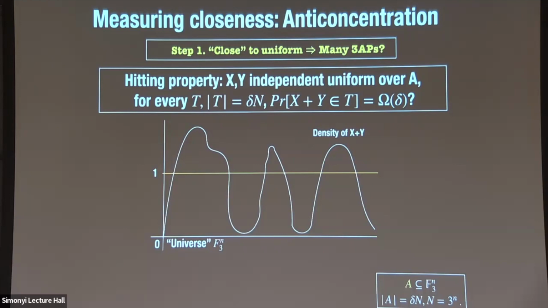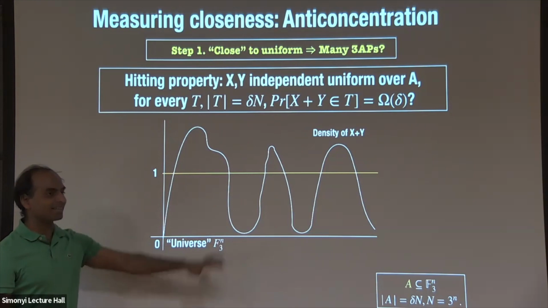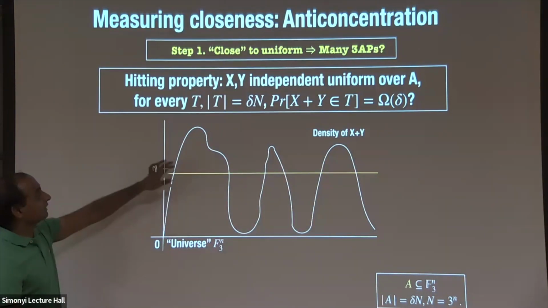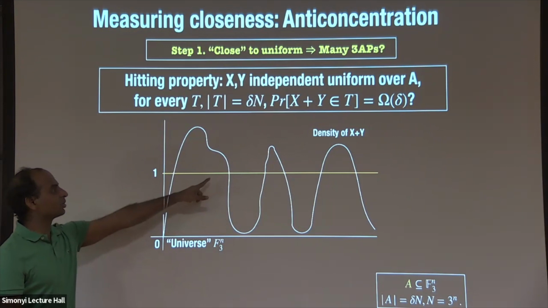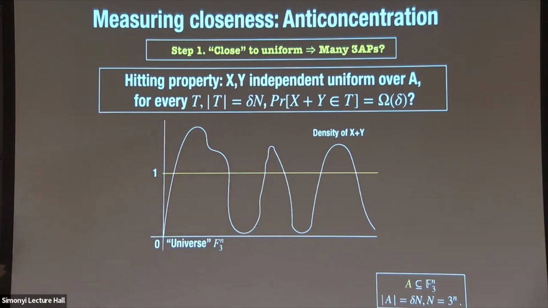Let's parse this condition a little bit. Here I've written the entire universe, F3 to the n, on a single x-axis line, and the y-axis is the density function. For each point, it tells you the probability that you hit that point, scaled to have expectation 1. The 1 shown for reference would be the uniform distribution. If the density of x plus y was completely uniform in F3 to the n, you'd have the constant 1 function everywhere. It need not be the constant 1; it can have ups and downs. We know it's not negative, that much we know for sure.